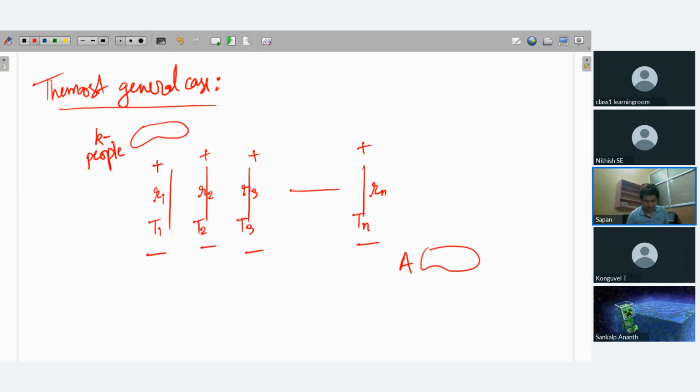The most general case which you can expect, at least in class 9th, is that a set of people starts the bank account at different rates of interest, for different time periods.